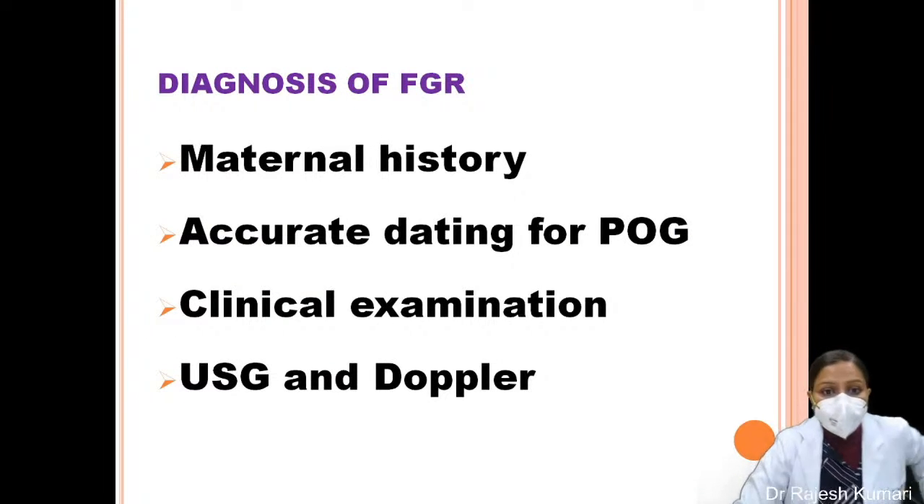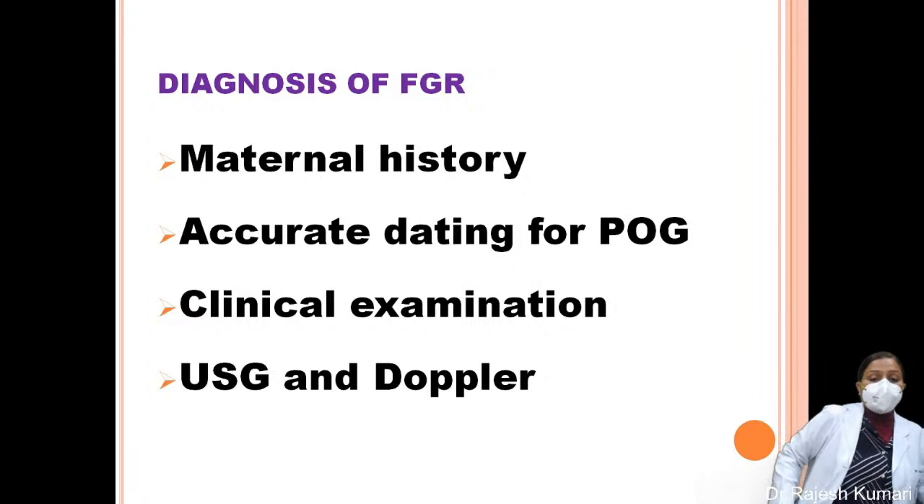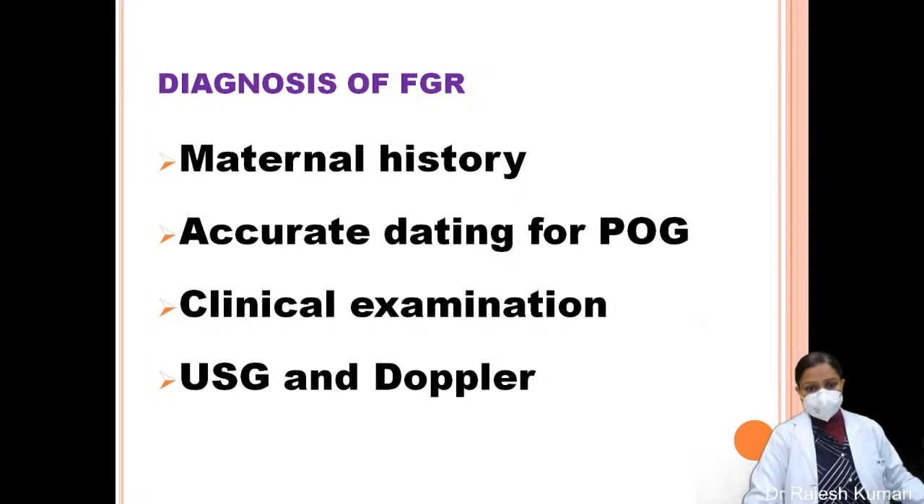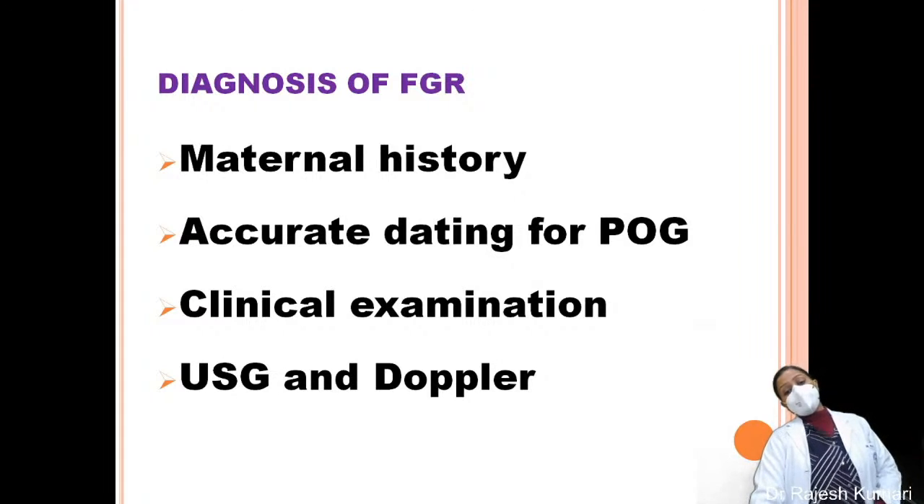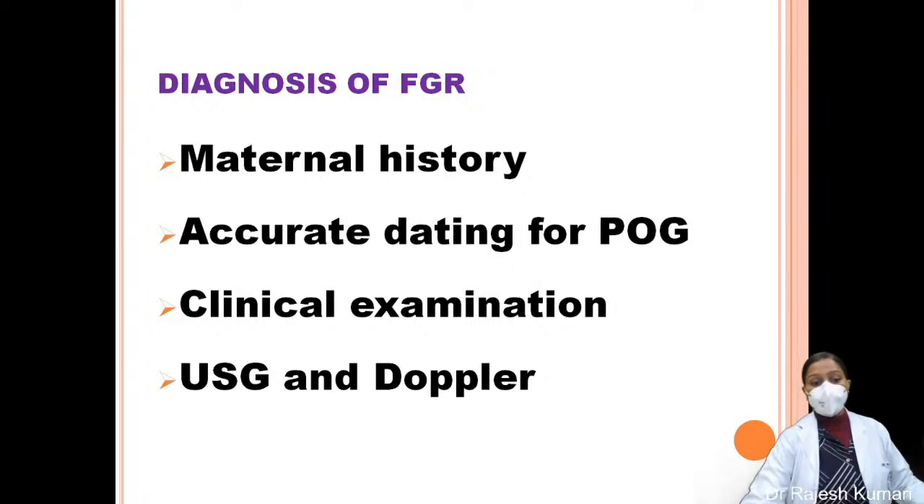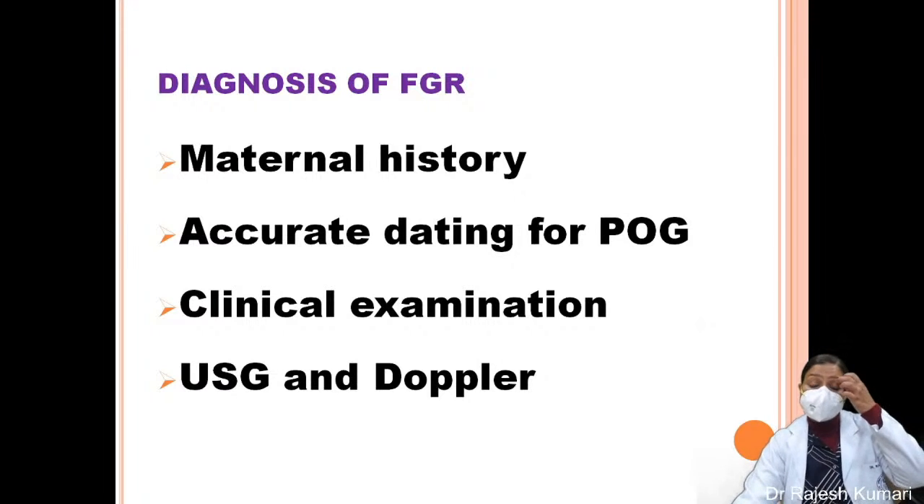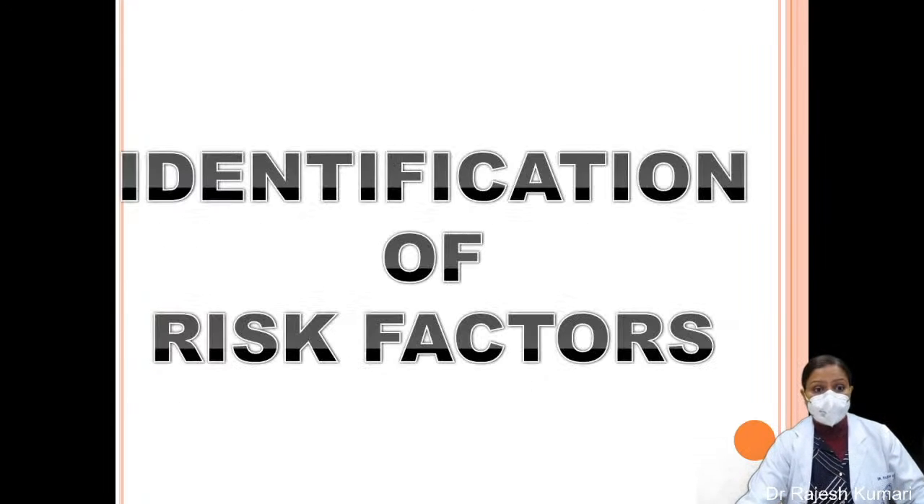So, diagnosis of FGR is by maternal history, accurate dating for period of gestation, clinical examination, and lastly by ultrasound and Doppler. History is the most important part for the diagnosis of fetal growth restriction.